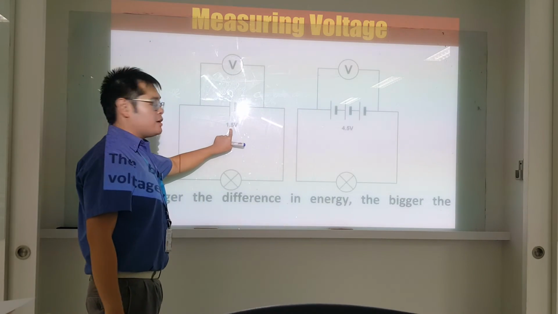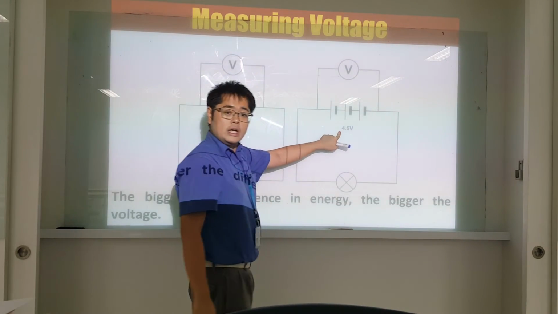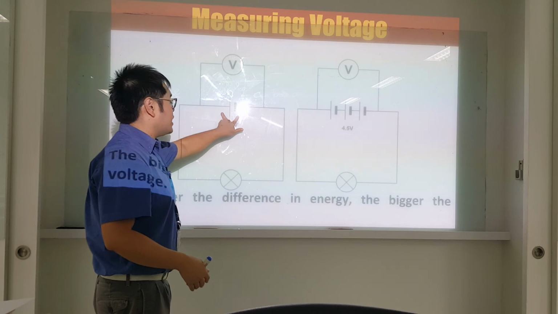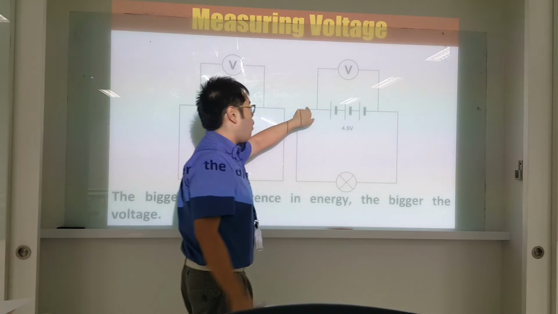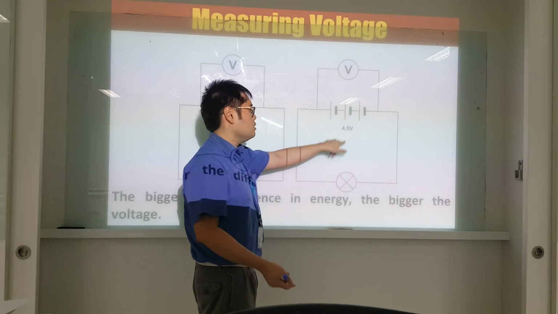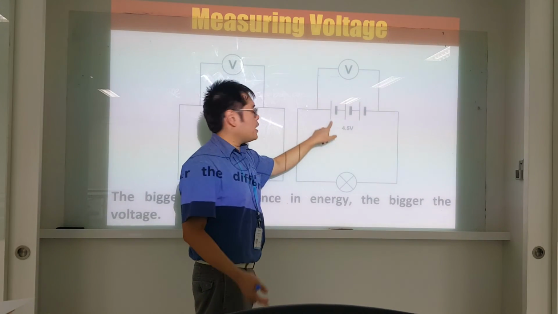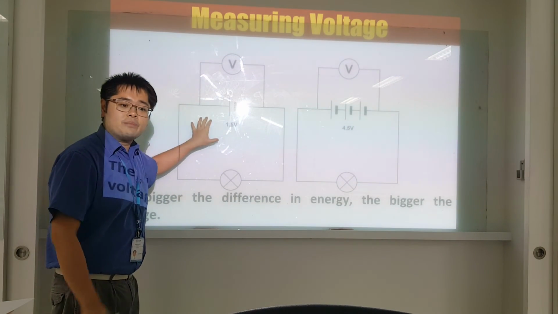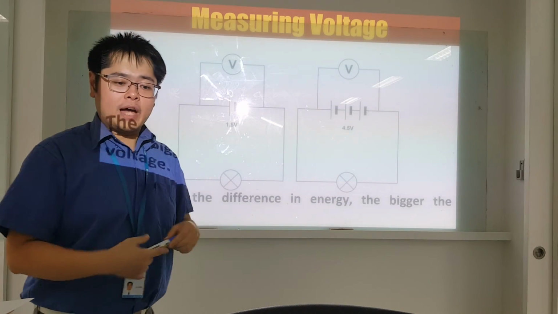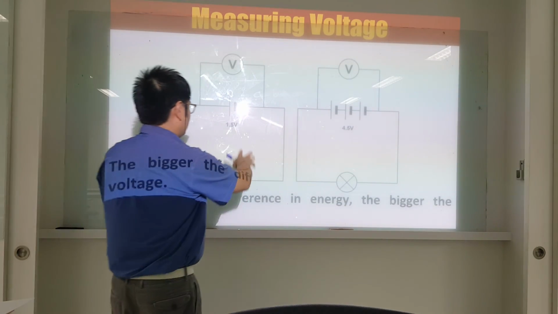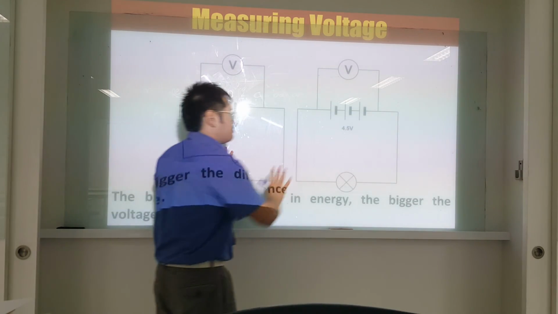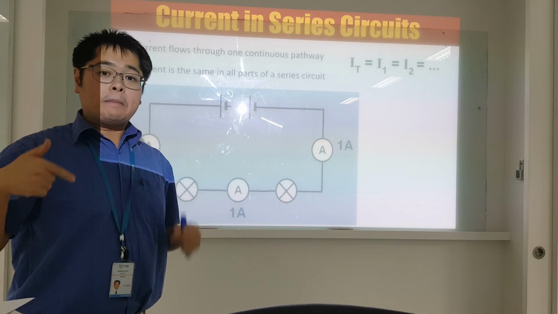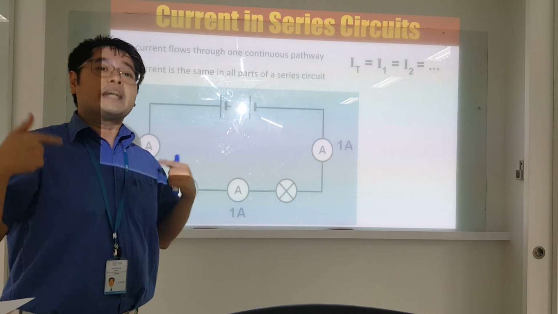Notice that this is 1.5 volts and this is 4.5 volts. The bigger the difference in energy, the bigger the voltage. So you can expect that if you have 4 more cells, which makes the battery, that would be 6 volts, it will have much more voltage as compared to 4.5 or even 1.5. Right? This is something that we will discuss when I come back. But I just want you to know that there is a difference between 1.5 volts and also 4.5 volts here. Okay? I will do this in part 3 because it is now coming to the calculation section.